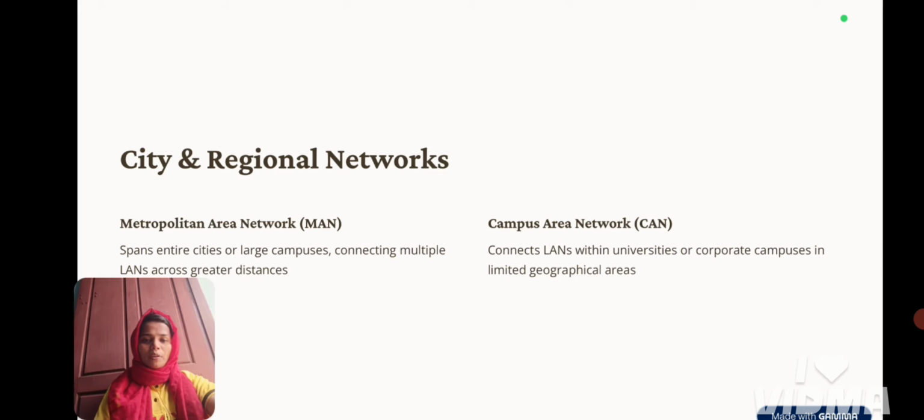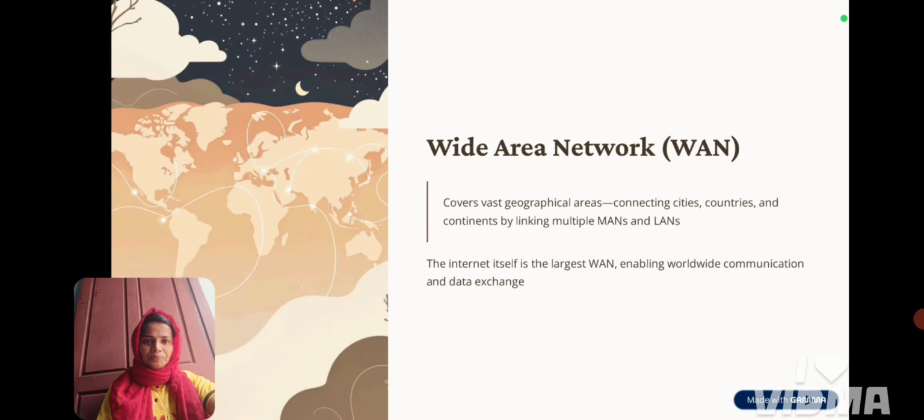That means we already know about LAN. If we want to connect more than one LAN, we use CAN in that place. We are connecting more than one LAN at one point to enable the campus area network. Then wide area network means it covers the entire world.